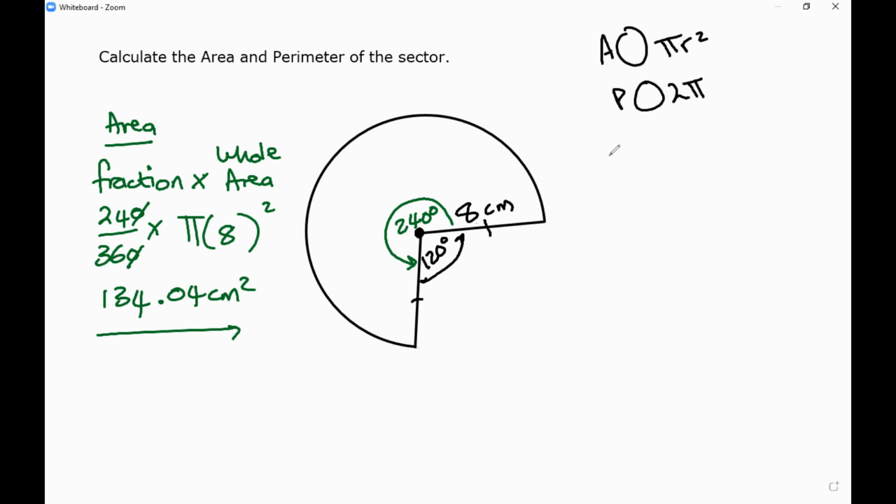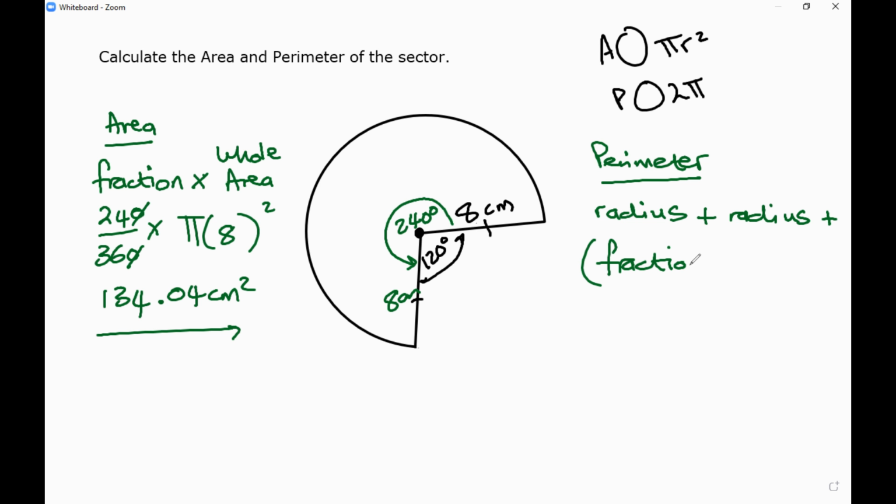Then we got perimeter. Now, the perimeter of the entire circle is going to be given by adding up all of the lengths and the sides. So this, remember, is 8 centimeters, but that length over there is calculated by also a fraction. So if I have to write this out, we take the radius, which is 8 and 8. So radius plus radius plus fraction together times whole circumference.